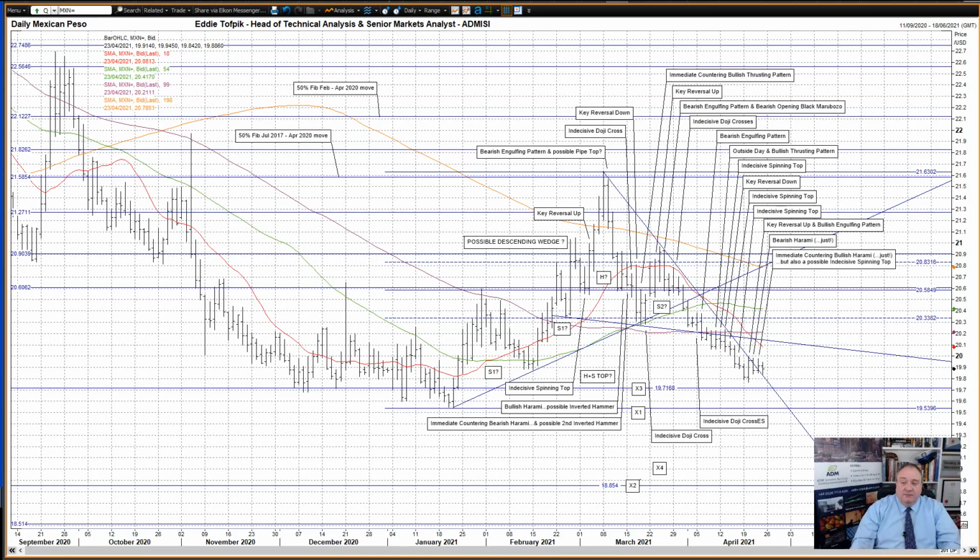What we now have are two possible head and shoulder tops, one from mid-January to late March, and the other from late February to early April. In the first case, we have an initial target X3 in the 19.717 area, a full target X4 down in the 19 even area. In the second case, we have an initial target X1 in the 19.5 area, for a full target X2 down in the 18.855 area. This only leaves the idea of a possible double bottom.